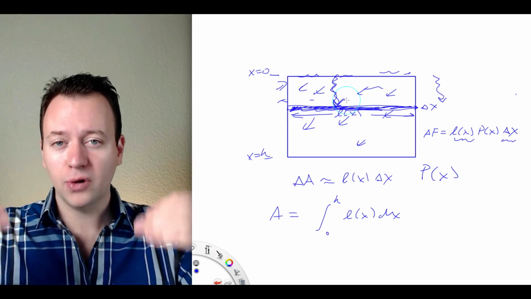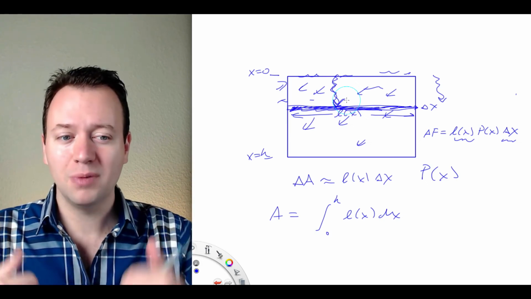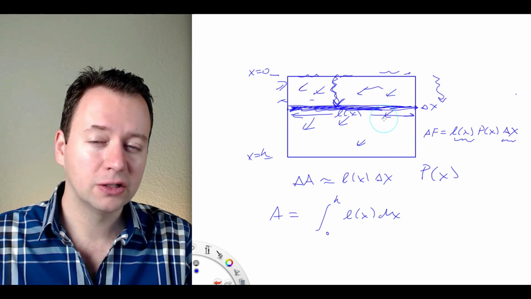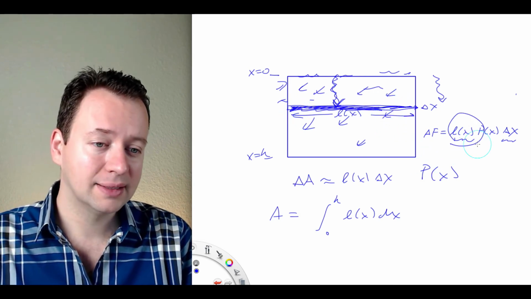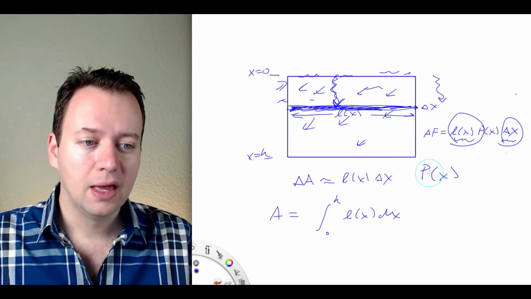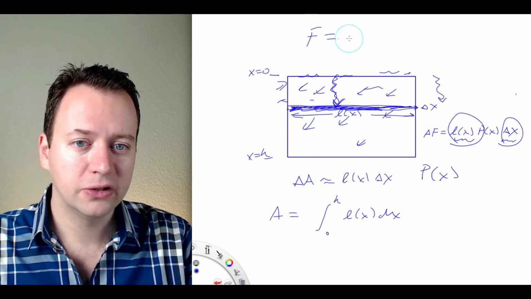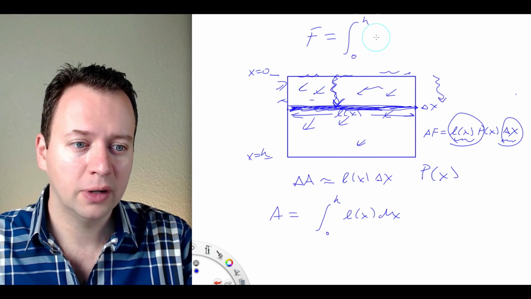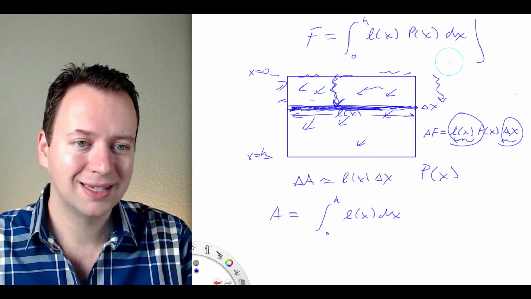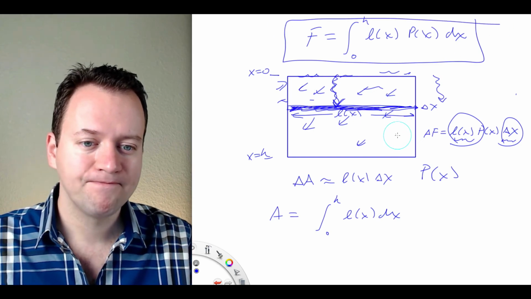So you just take the pressure at that depth, so you evaluate P of x, multiply by the area, which is given by the length across, which might also depend on x, times delta x, which is the area of this little rectangle. So the total hydrostatic force is going to be an integral from 0 to h of L of x, P of x, dx. So this is kind of like the general formula.